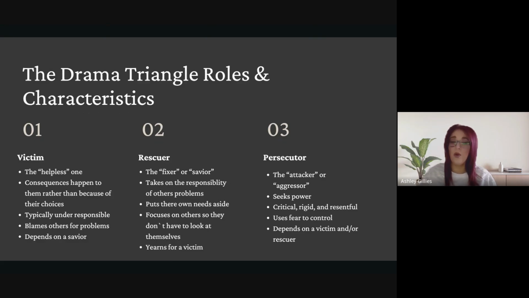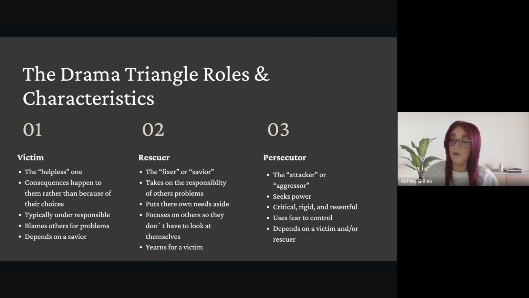The rescuer is, quote unquote, the fixer or the savior. They take on the responsibility of other people. They put the needs of everybody else first, and then push their needs to the side. They focus on other people so they don't necessarily have to look at themselves, and they yearn for a victim, right? Because their worth depends on how much they can save people, and victims are the ones that need the savior. So they kind of coincide. If you are a victim or you know somebody that's a victim, somebody in your household, family, friendships, or relationships is a rescuer, and the rescuer might even be you, or vice versa.